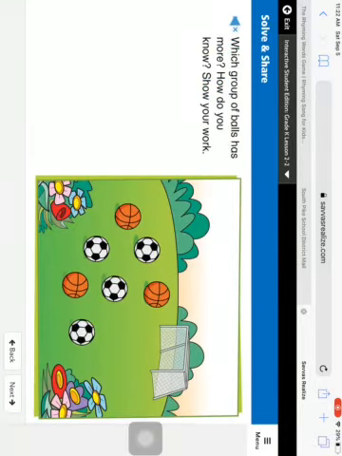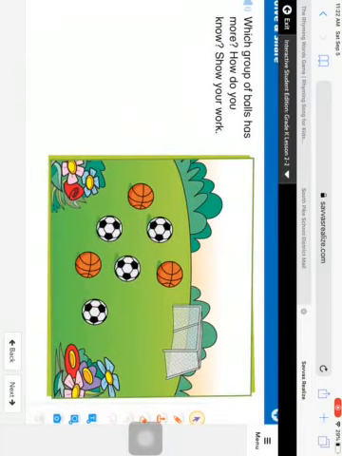Which group of balls has more? How do you know? Show your work. So looking at this picture here, which group of balls do you think has more? Let's count our soccer balls. Our soccer balls are the black and white balls. So let's count. 1, 2, 3, 4. So we have 4 soccer balls.